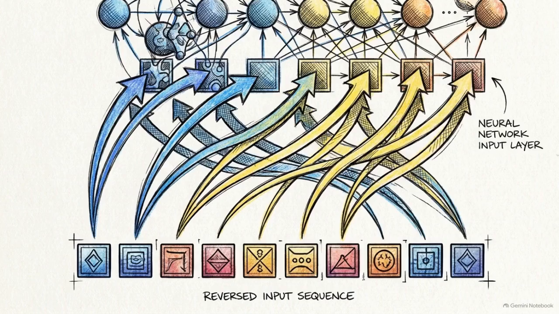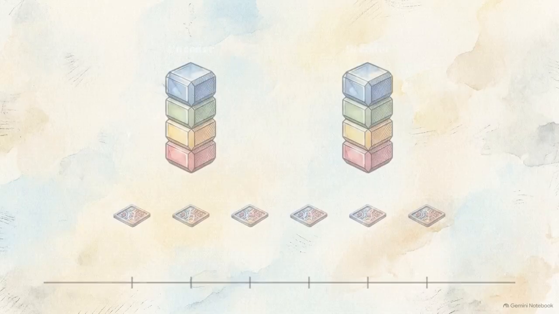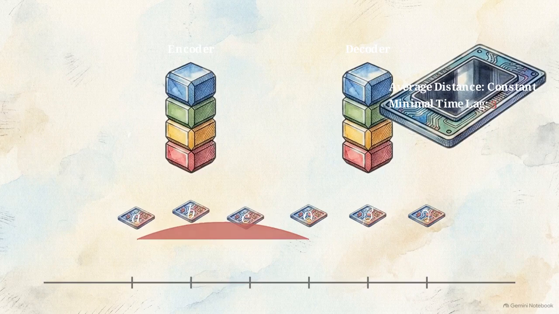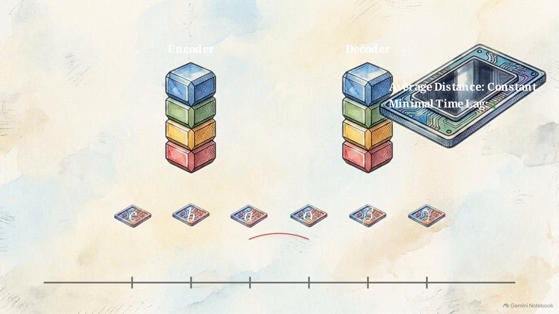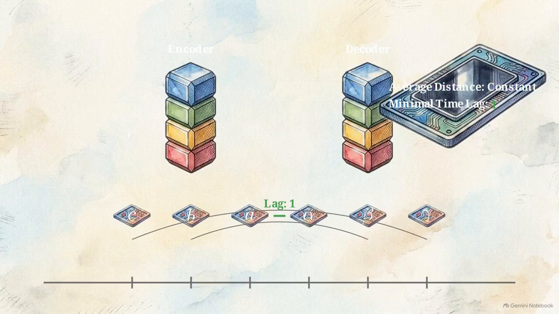The researchers bypassed this optimization barrier by introducing a simple data transformation, the reversed source sequence trick. They found that if you feed the source sentence backwards while keeping the target sequence in its natural order, the geometry of the problem changes. Now, the first English word is processed last by the encoder. This places it immediately adjacent to the first French word, resulting in a minimal time lag of 1.